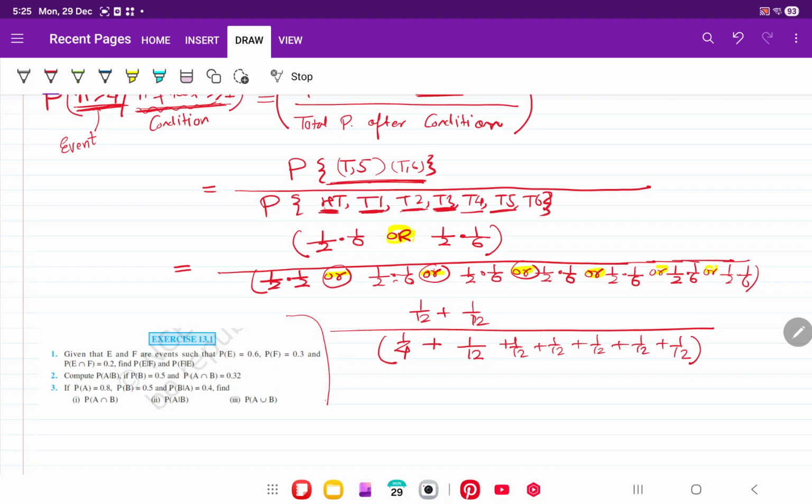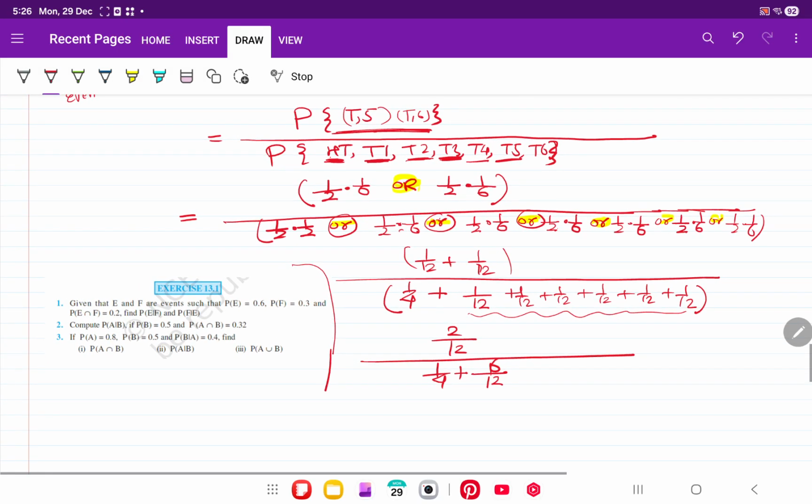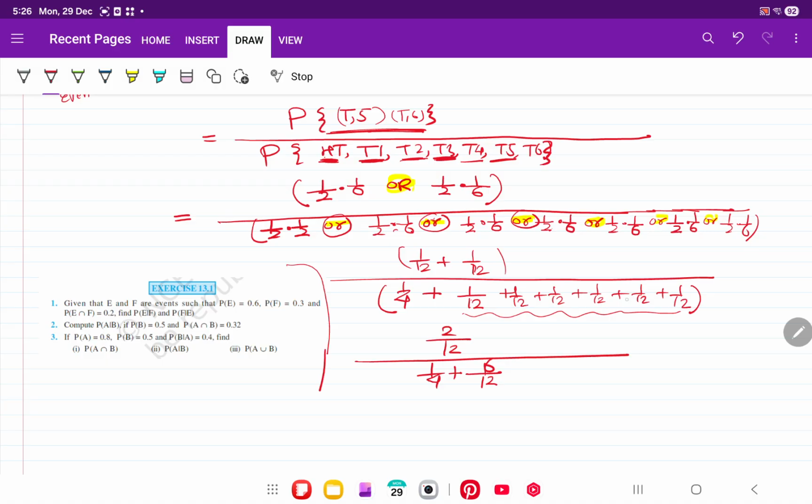Correct? Further, it will be 2 by 12, the sum of these two. And what is the sum of all these? 1, 2, 3, 4, 5, 6. So it will be 1 by 4 plus 6 by 12. Correct? Yes. 1, 2, 3, 4, 5, 6. So the LCM is 12 and the top, 1 plus 1 plus 1 plus 1 plus 1 plus 1, is 6.